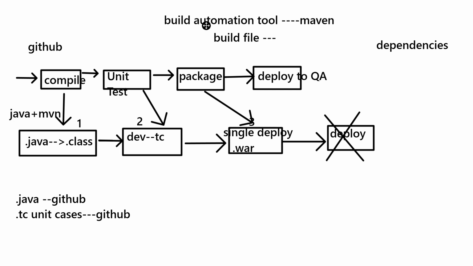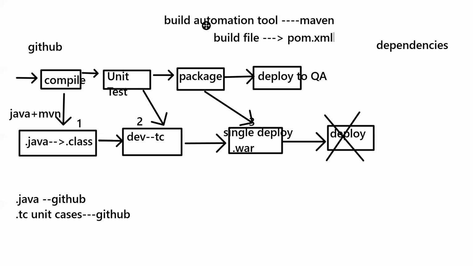For Maven, it's called pom.xml. POM means project object model. XML is extensible markup language. This file is required, meaning there will be a build file required for any build automation tool, which will have all the information of how it should work.